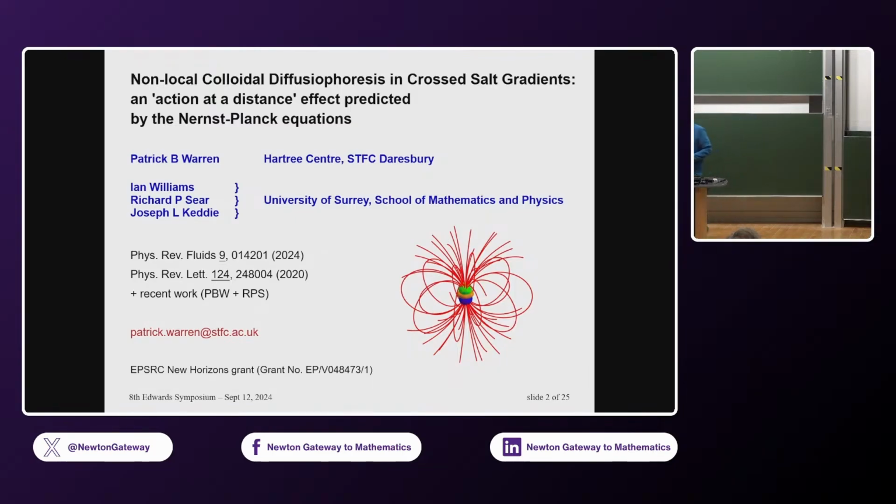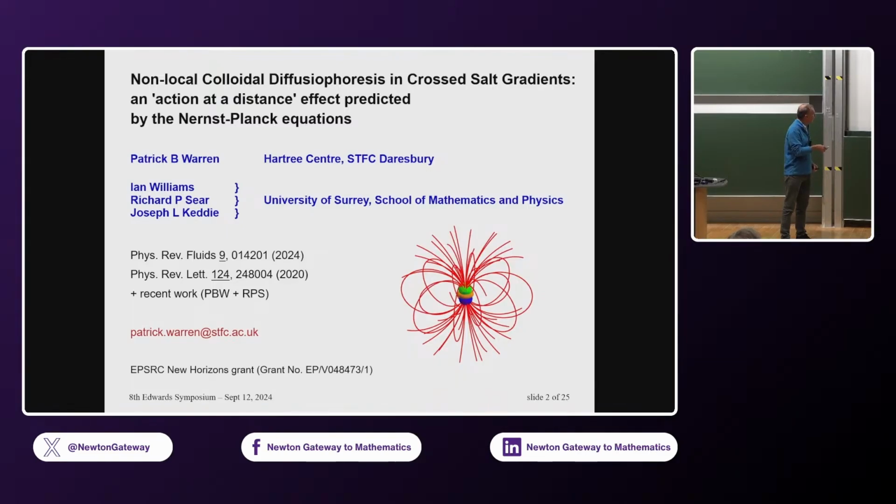So what I want to talk about is this rather unusual effect that is just in the Nernst-Planck equations. So these are the equations that René was talking about at the start. They're 100 years old, but nonetheless there still seem to be interesting things you can discover in them. And it's what happens if you have gradients of different salts which cross, in the sense that they're diffusing at an angle to each other.